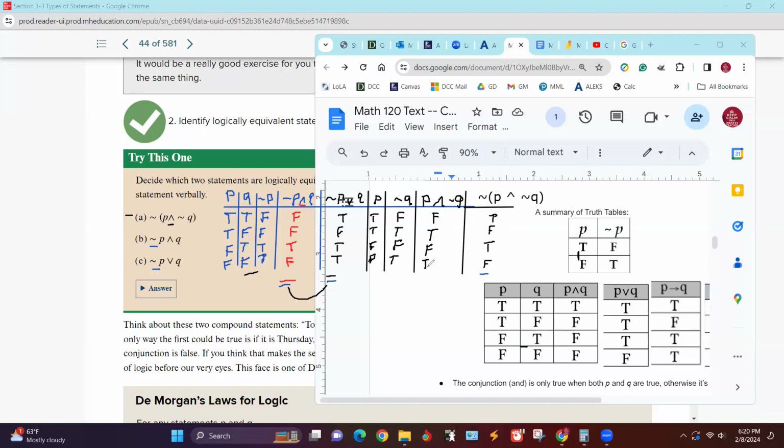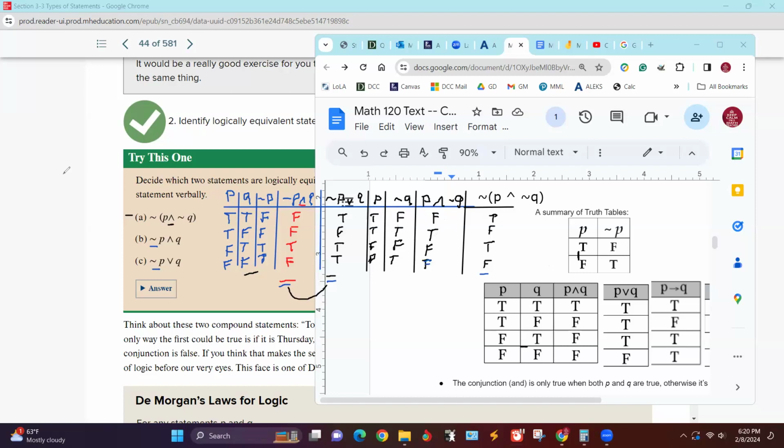Hold on a second. False is true. True is false. False is true. And true is false. Let me back up and just double check. So that's right. But let's see if I got this right. So P: true, true, false, false. Not Q is false, true, false, true. The and is false, true, true, false. And that's false. All right. That's what I did.